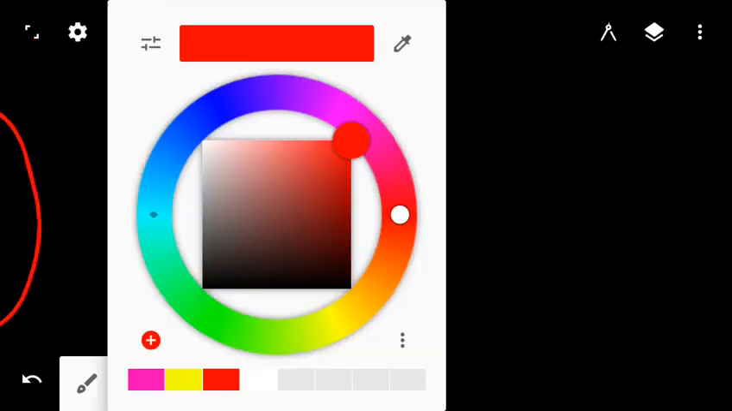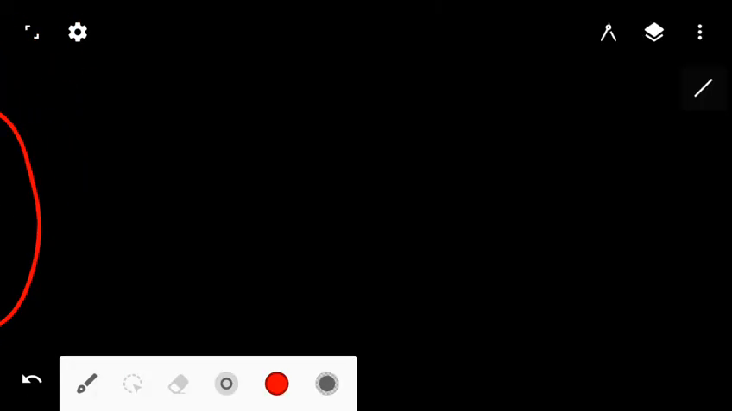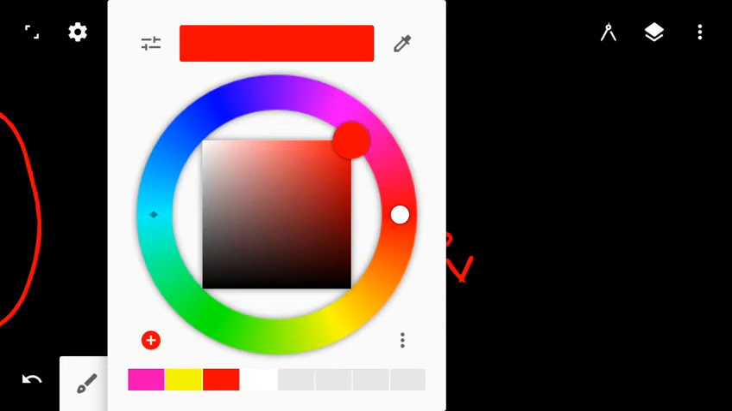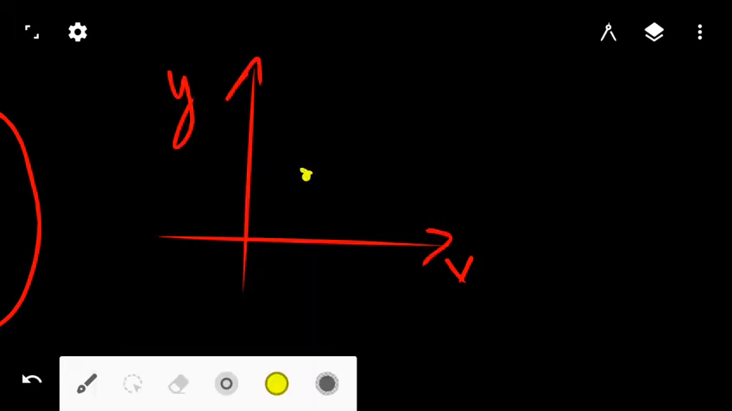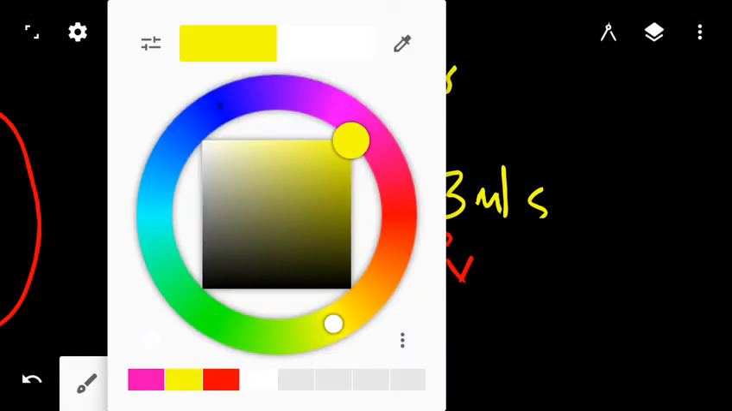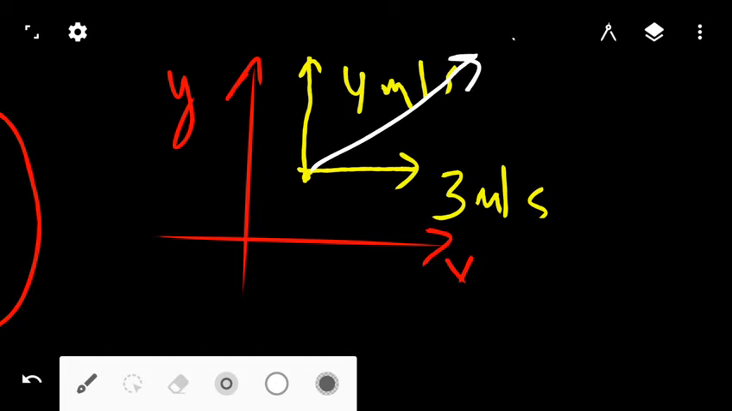So for example, let me draw the x-axis again and the y-axis. So this is the x, this is the y, and you have been given this x component, which is, let's say, 3 meters per second, and the y component of a vector, let's say 4 meters per second. Now you have to find the resultant vector or the main vector whose components you have been given.